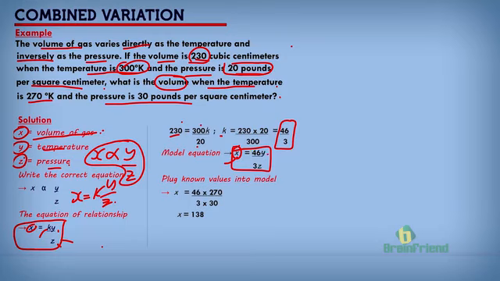y is given to us. y is the temperature. Temperature is 270 degrees Kelvin. And of course, z is the pressure. Pressure is 30 pounds. So all we need to do is plug in those values. And we have x is equal to 46 times 270 all over 3 times 30. Using your calculator, x will be gotten to be 138. So x is 138.